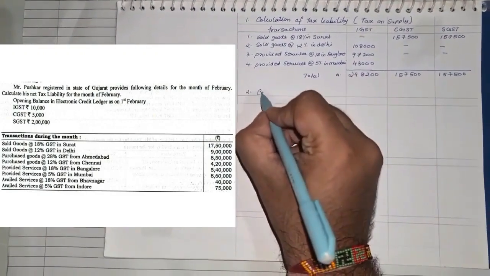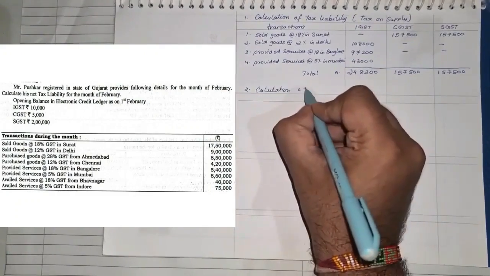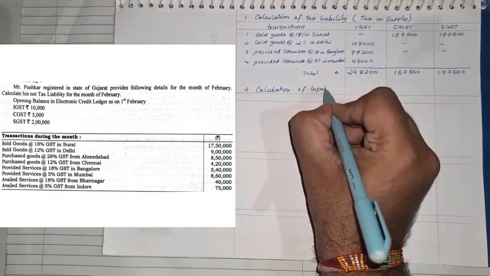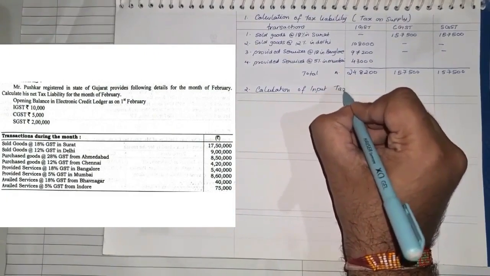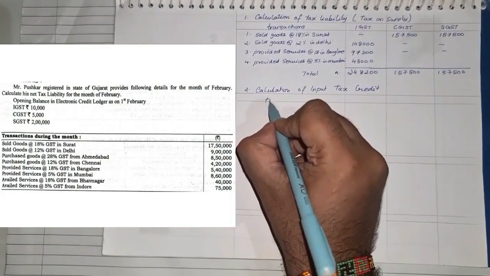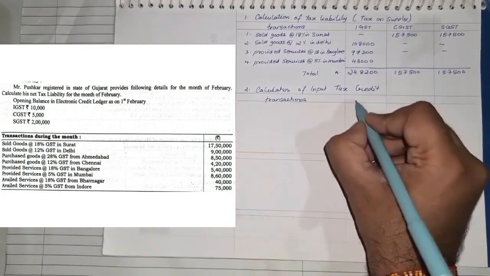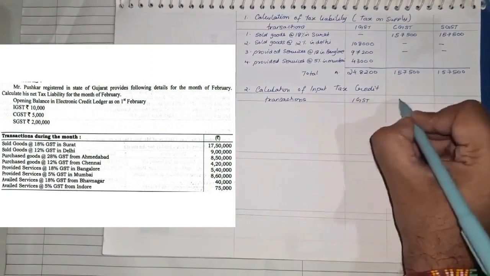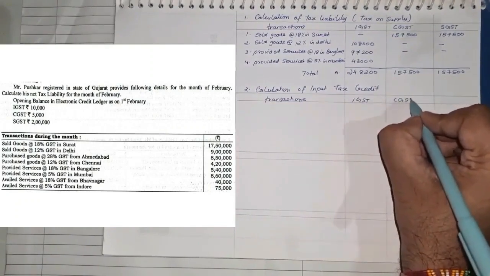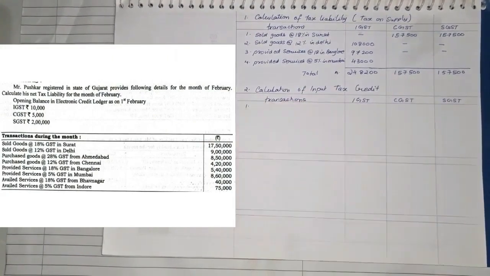Step number 2, calculation of input tax credit. That is nothing but finding all the taxes on purchases. So we'll again have transactions, IGST, CGST and SGST. Number 1.